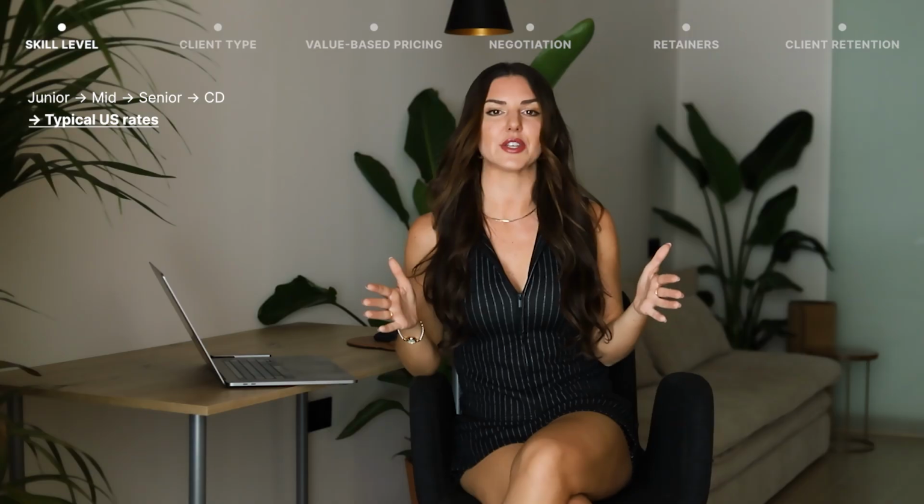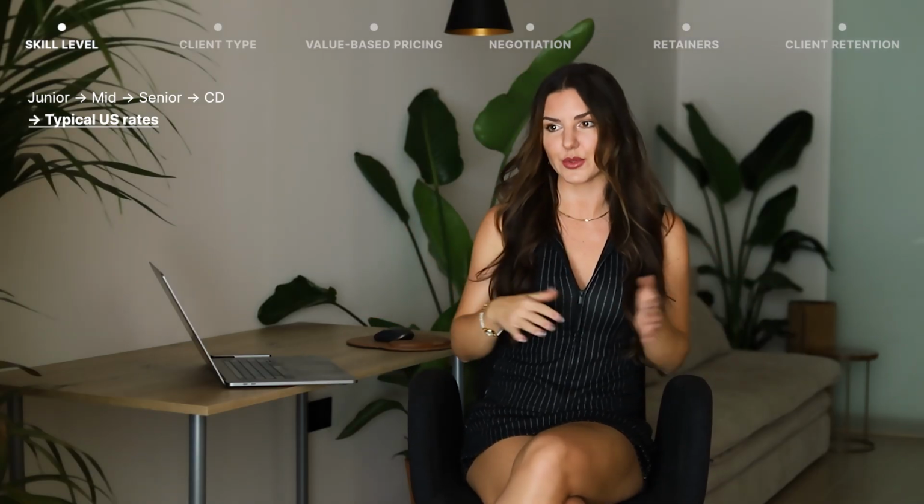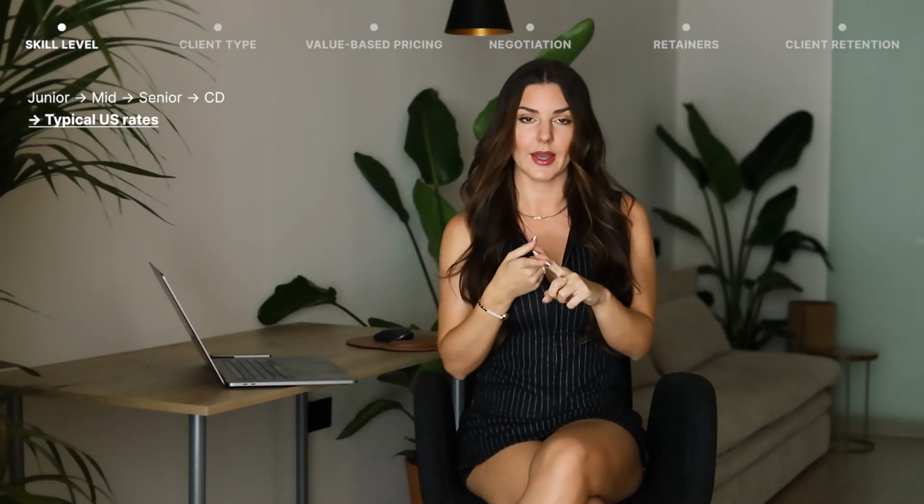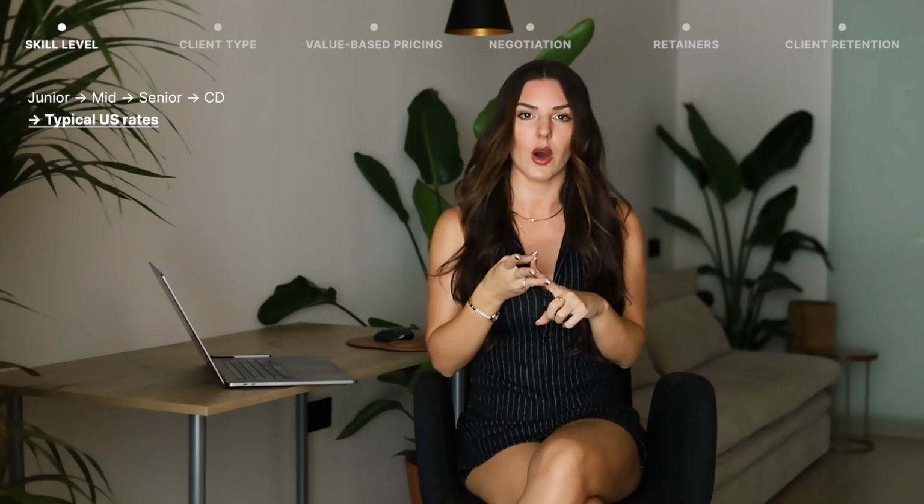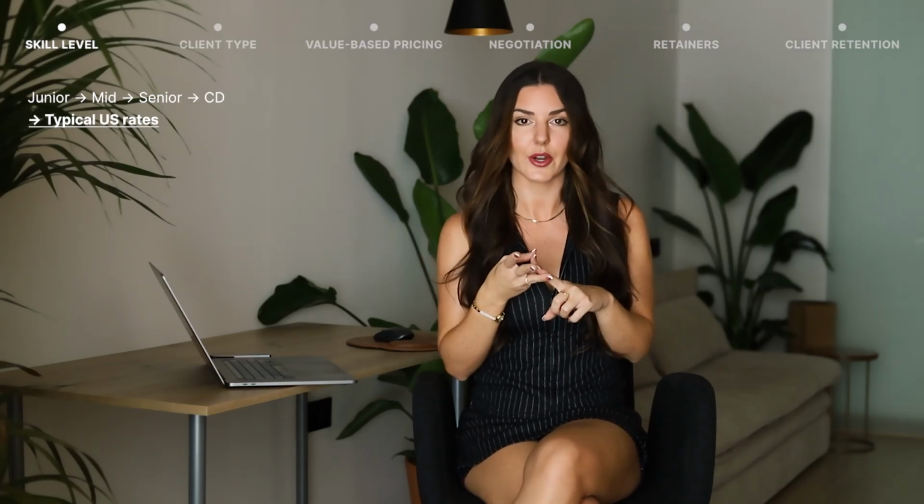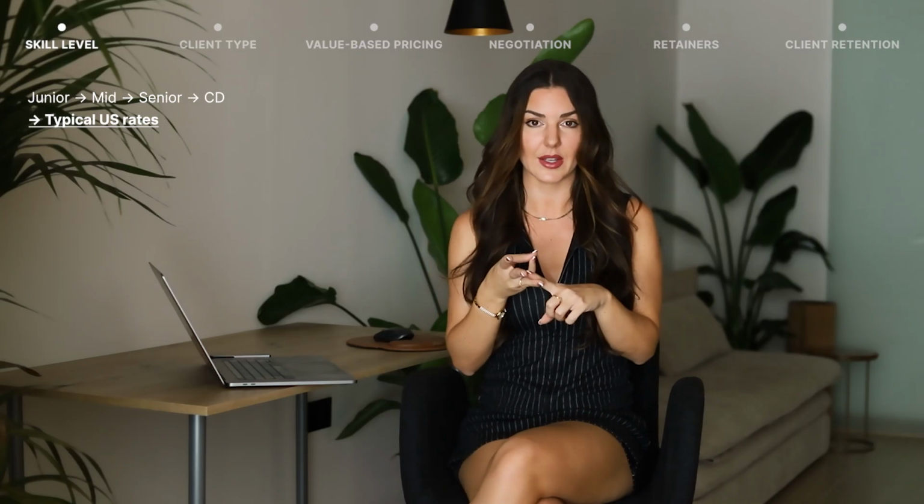These are really ranges, and it is going to depend on a lot of different factors, which we are going to cover. But for instance, who your client is, what their budget is, where you are in the country. Are you in a very metropolitan area where the prices are higher and your clients are used to higher prices?